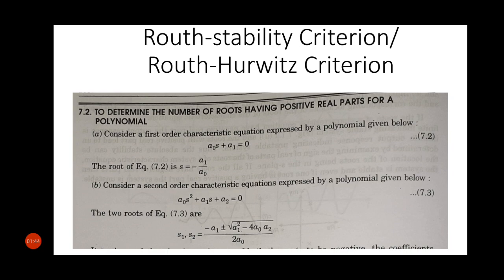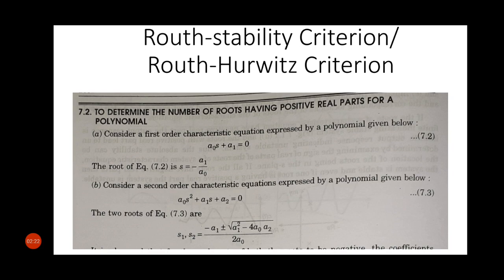Now we consider second order characteristic equations. Our second order characteristic equation is this, which I have given equation number 7.3. This is a0 s square plus a1 s plus a2 equal to 0. There are two roots because this is a second order characteristic equation. So the roots are s1 and s2, and this is equal to minus a1 plus minus root under a1 square minus 4 a0 a2, divided by 2 a0.